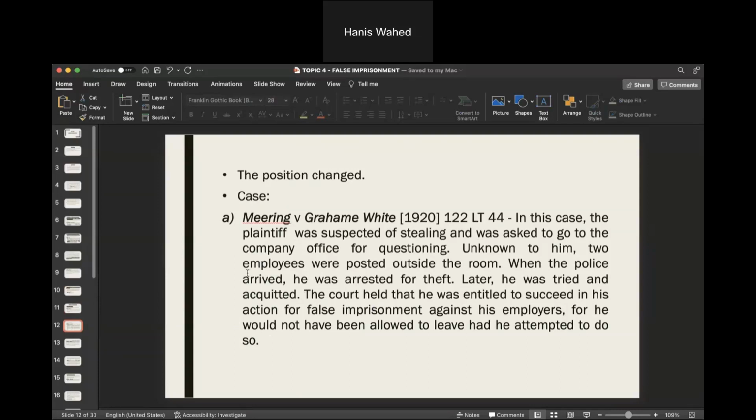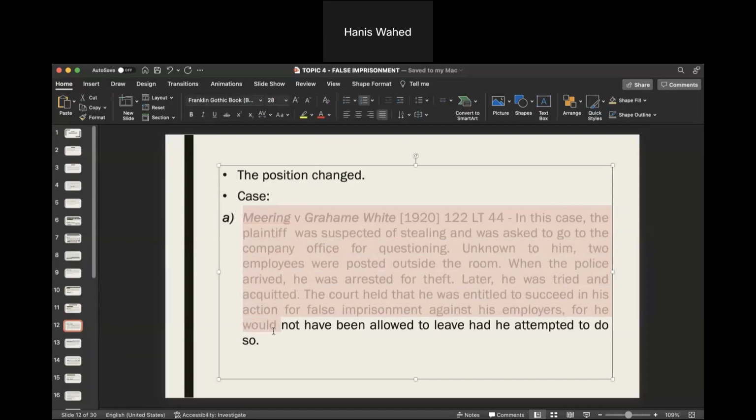Contoh lain, all of you can refer to the case of Meering and Graham White, where dalam kes ini, if you read the facts of this case, the defendant suspected the plaintiff of stealing, ya. Sama macam, lebih kurang sama dengan examples yang saya bagi tadi. So jadi dalam kes ini, the defendant, ya, asked the plaintiff untuk follow him to the company's office. Jadi the plaintiff entered the waiting room, and then in this case, bila kes ini dibawa kepada mahkamah, the defendant argued that the plaintiff was free to go where he wished. So that's the argument made by the defendant. So the defendant wants to say that there was no total restraint, ya.